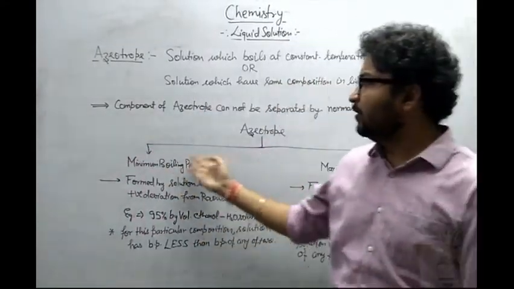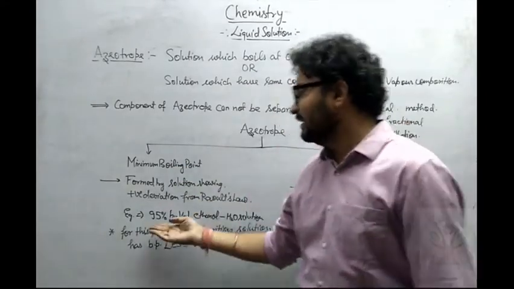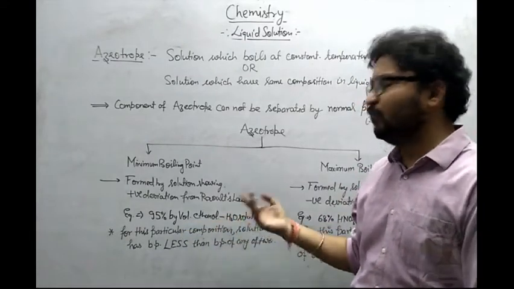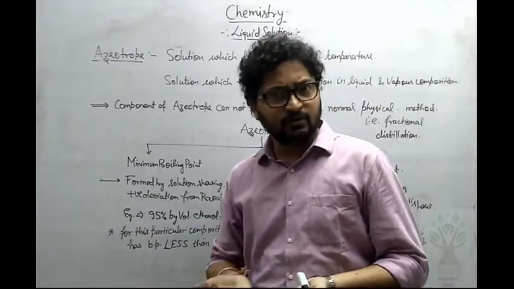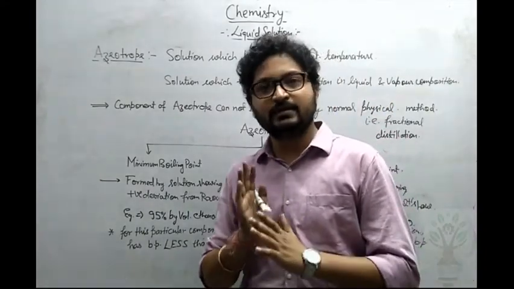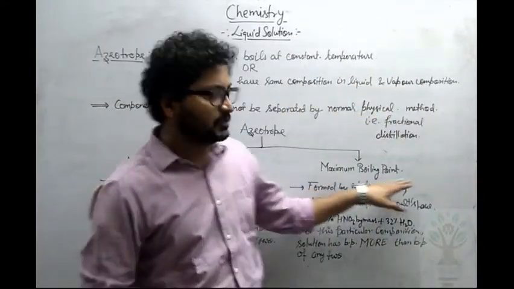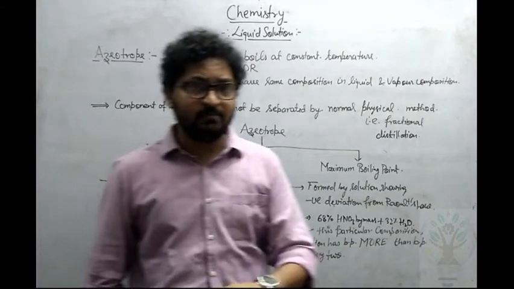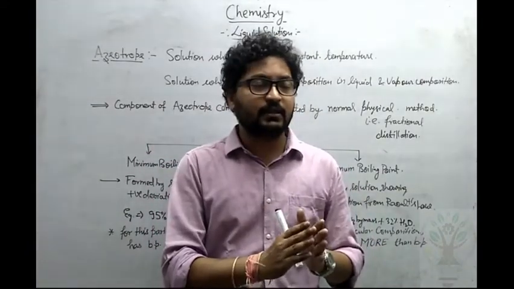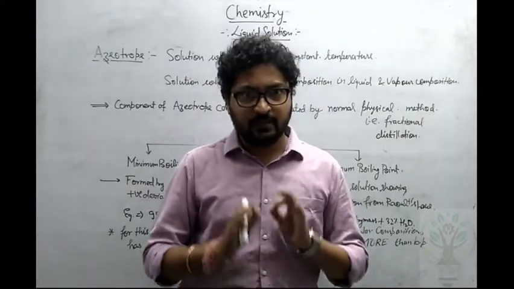For example of minimum boiling point azeotrope, all those which show positive deviation, NCERT mentions one: the 95% by volume ethanol and water solution. Means an ethanol solution in which 95% by volume is ethanol. It is your example of positive deviation. It is an example of minimum boiling point. Similarly, in case of maximum boiling point, 68% by mass HNO3 and water combination comes under the category of maximum boiling point azeotrope. Okay, let's move forward.